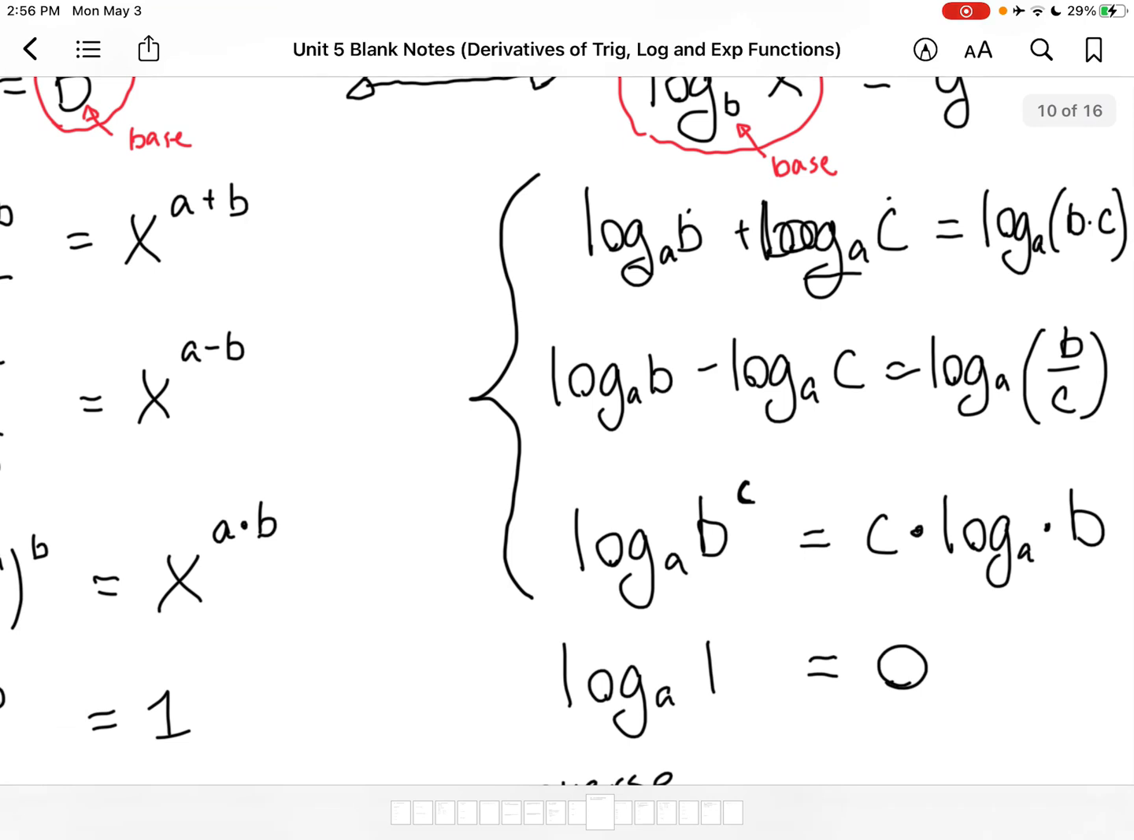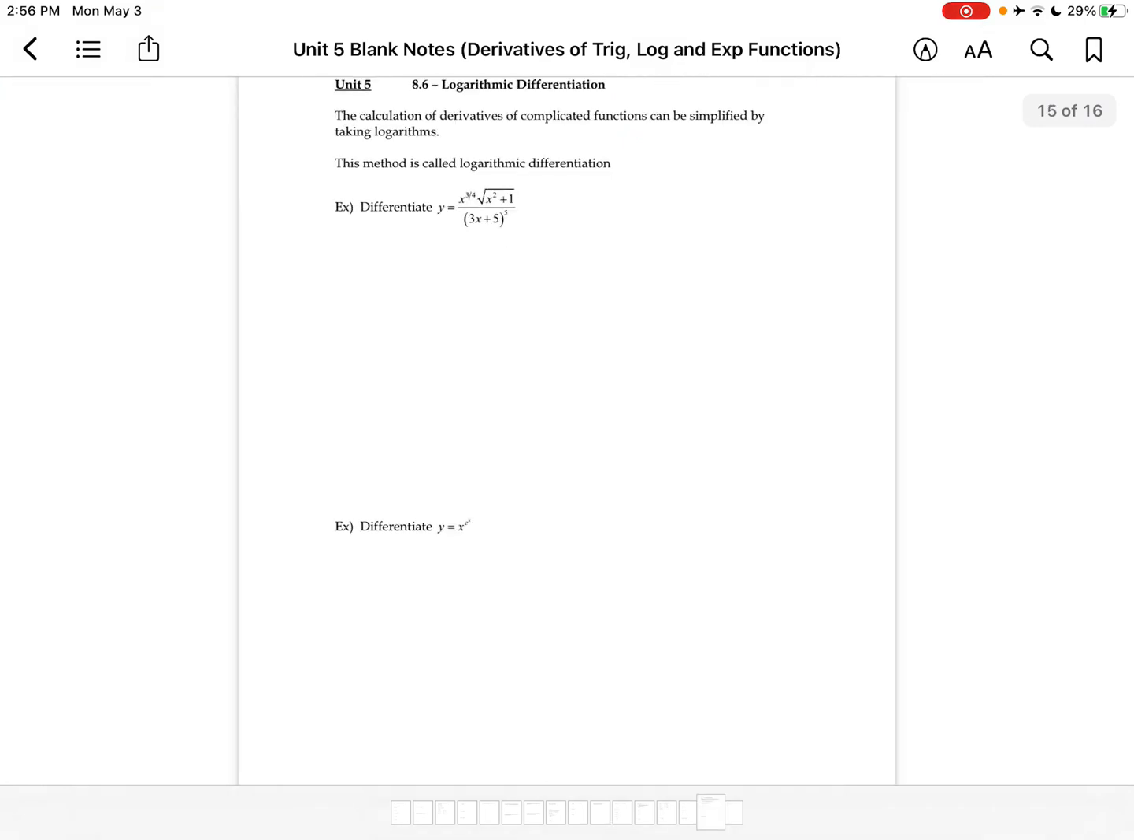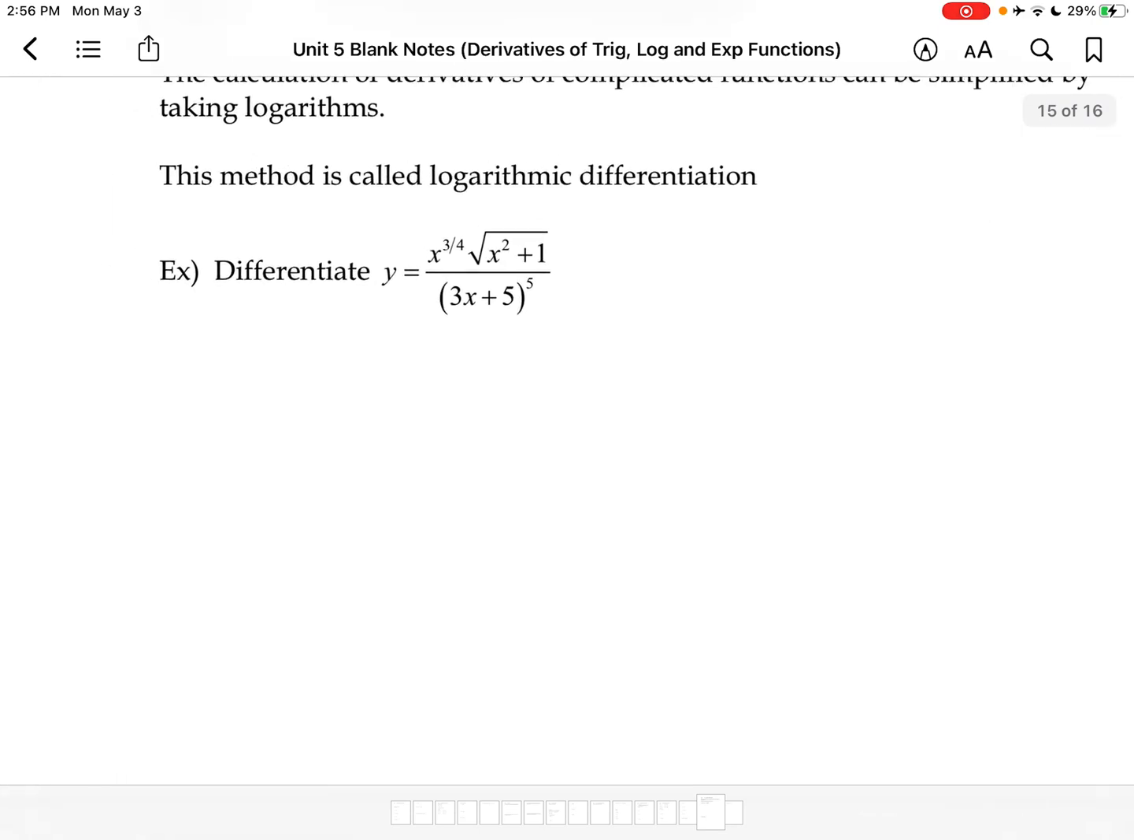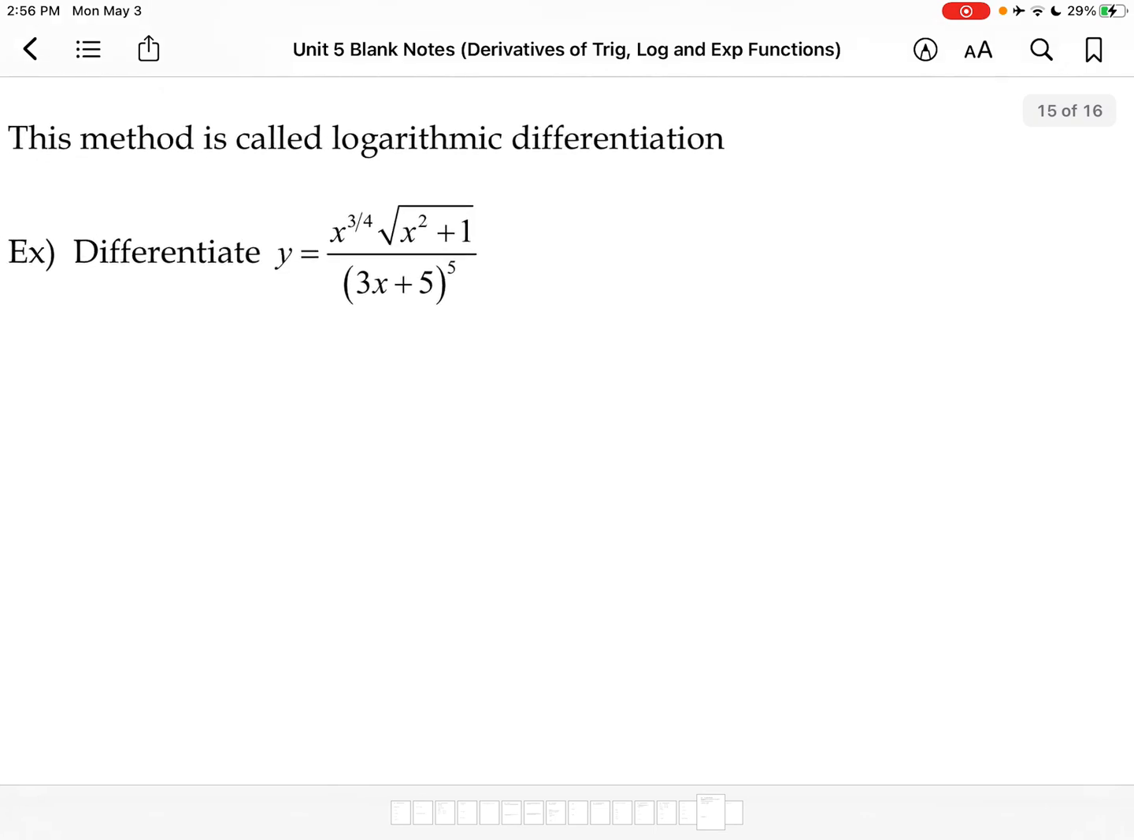All right, so let's move ahead a little bit to 8.6, and we're going to move to logarithmic differentiation. Essentially what we're going to do is look at a function like this one that is pretty nasty. If we wanted to differentiate this without logarithms, we would have to, if you think about it, deal with quotient rule. We'd have to deal with, in the numerator, a product rule. We'd have chain rule in there in both the numerator and denominator. It would not be very fun. It would be really, really complex.